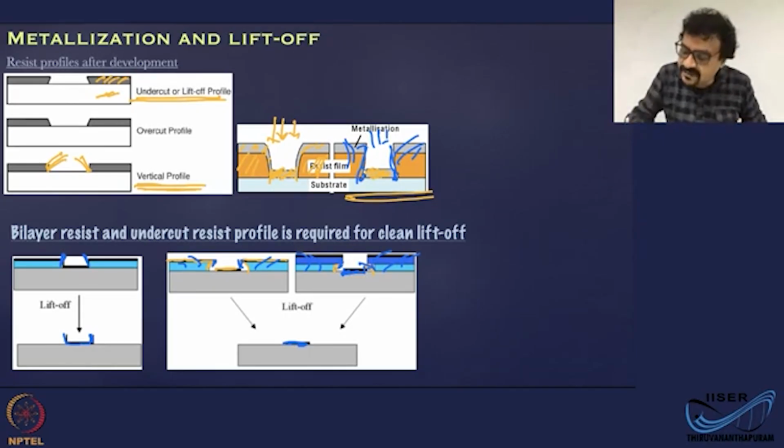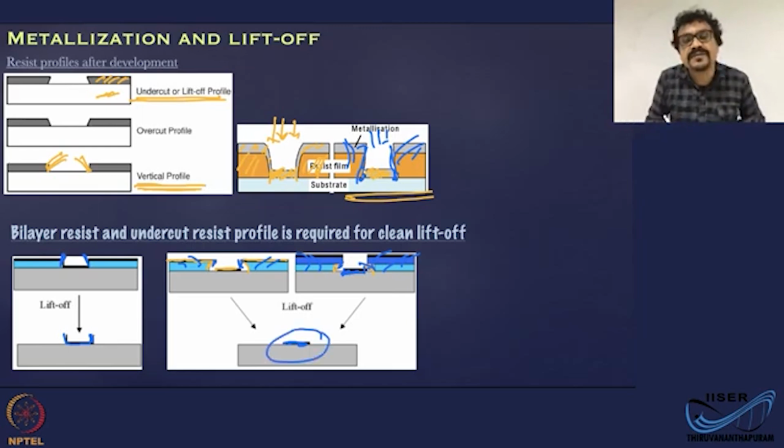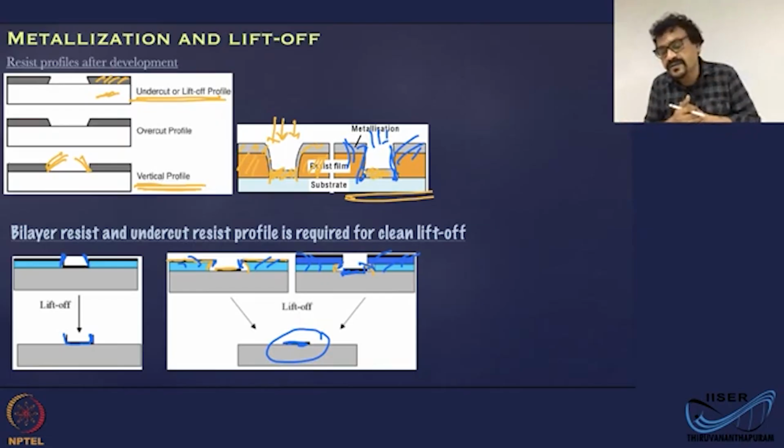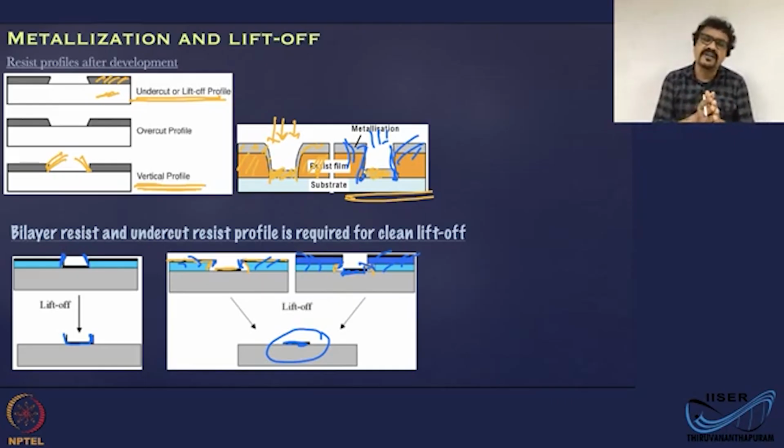So what is really desirable is this structure, which generally is obtained by using an undercut profile, or lift off profile. Most of this lithography, especially high resolution lithography, needs a bilayer resist scheme. You have a bottom layer which is slightly weaker, and the top layer is going to define the resolution. But the bottom layer will help you to lift off correctly.